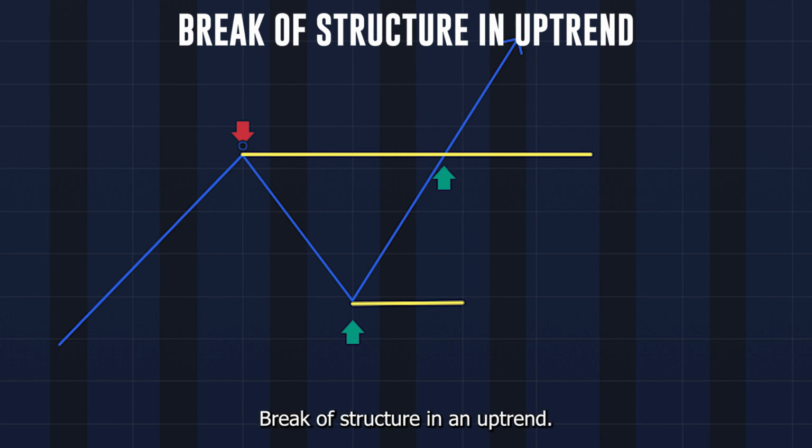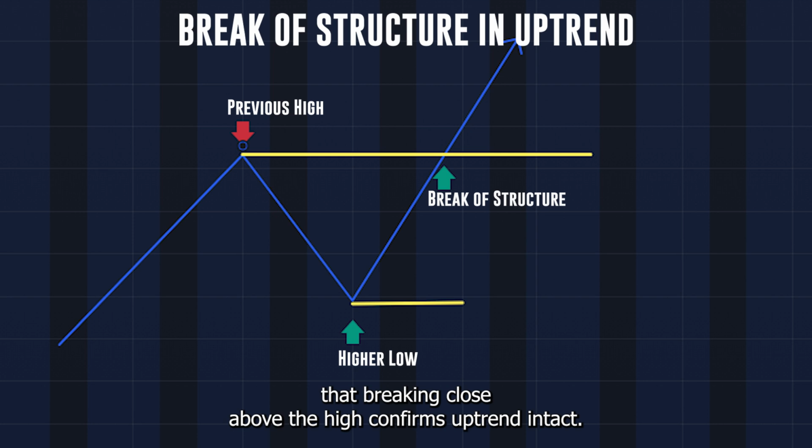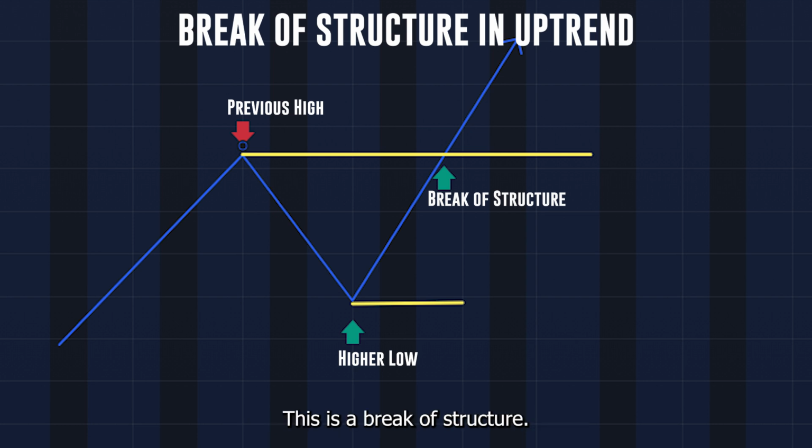Example 1. Break of structure in an uptrend. Price creates a higher low and pushes through the previous high. That break and close above the high confirms the uptrend is intact. This is a break of structure.